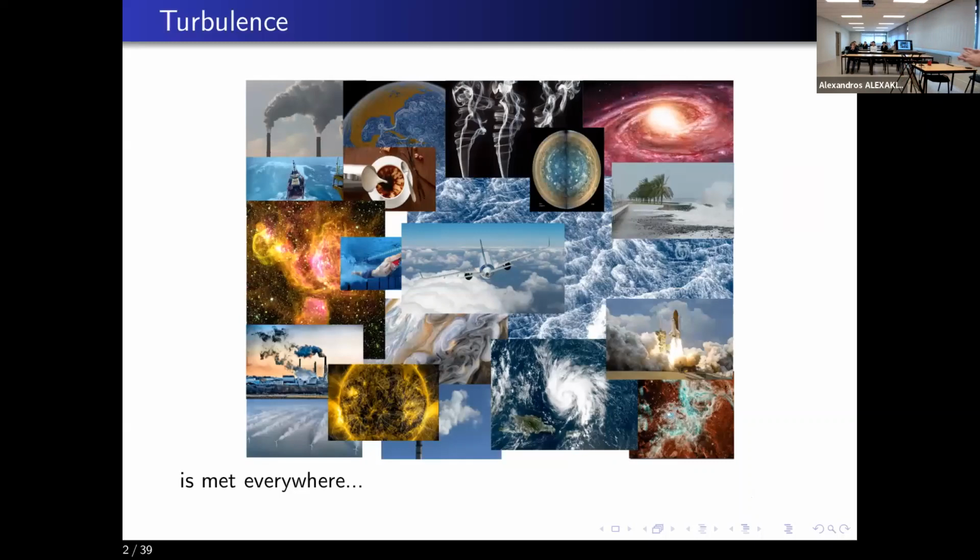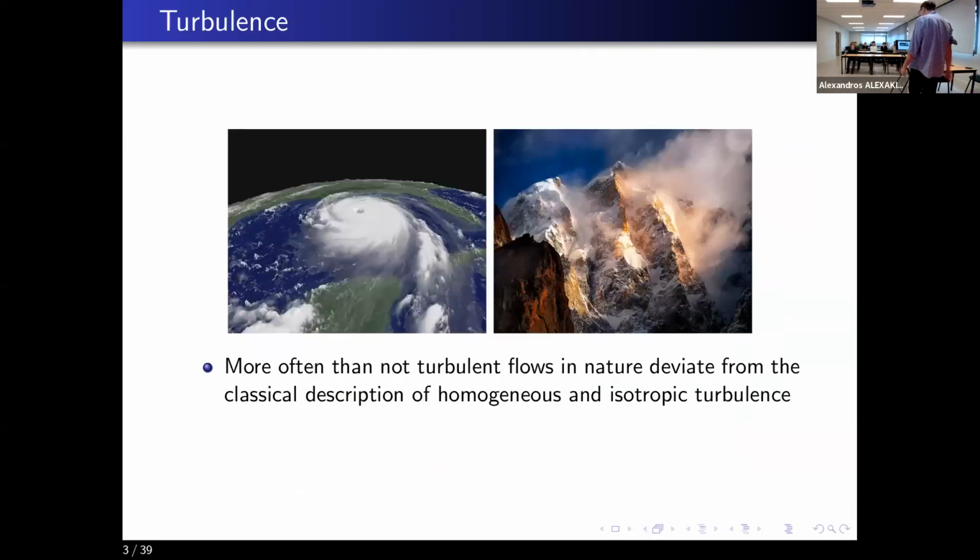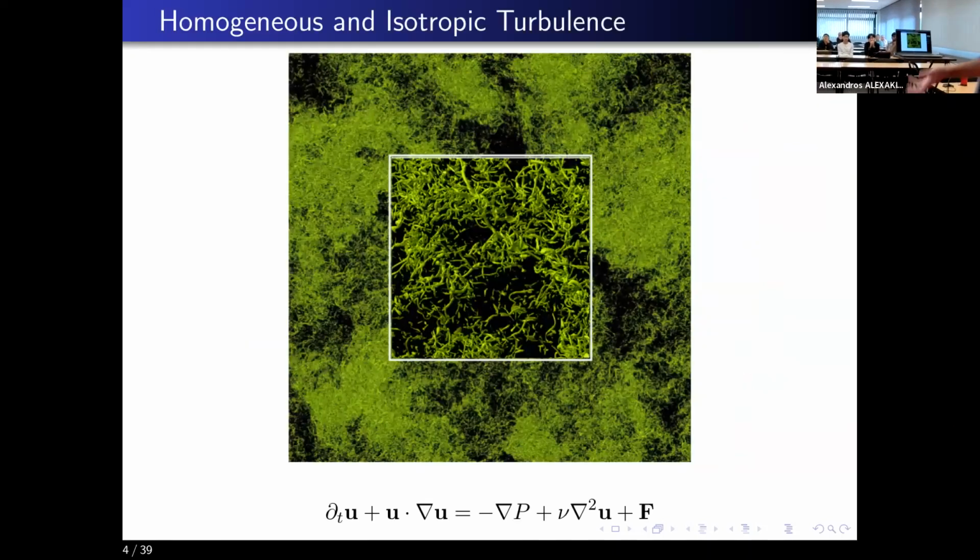I'm not going to give you a big explanation why it's important. It's met everywhere. I will only make one point: more often than not, the turbulent flows that we meet are far off from the homogeneous and isotropic description of turbulence that we usually meet in the classroom. Homogeneous means that every point in space has the same statistics as every other point, and any direction is equivalent to any other direction. We're going to consider in most of the talk periodic boxes, so we don't care about boundaries, and we're going to be using just the Navier-Stokes equation that we all know and love.